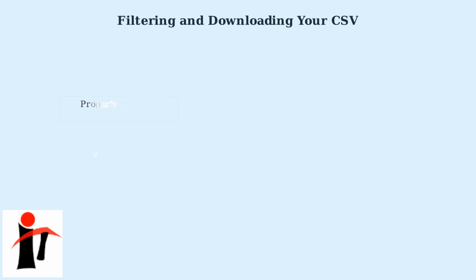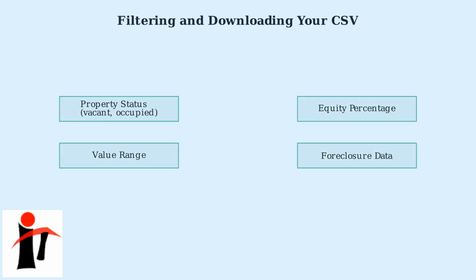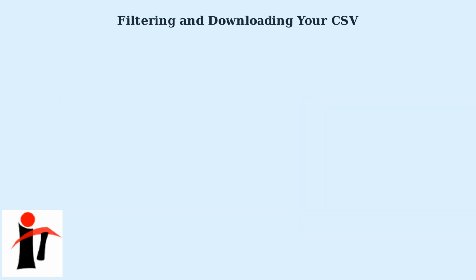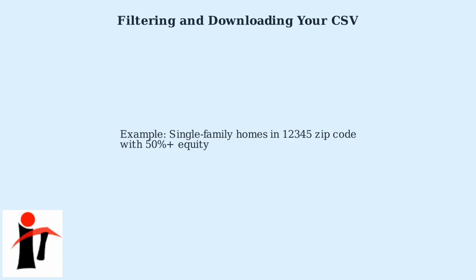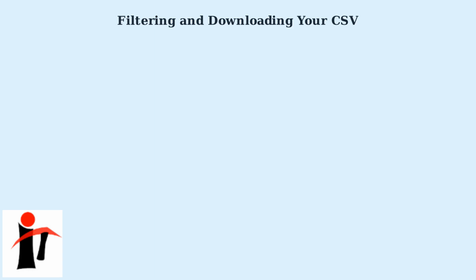Now, let's refine your list using filters. PropStream offers a range of built-in filters, including property status, vacant, occupied, value range, equity percentage, and foreclosure data. Combine these filters for precise targeting, such as finding single-family homes in a specific zip code with high equity.